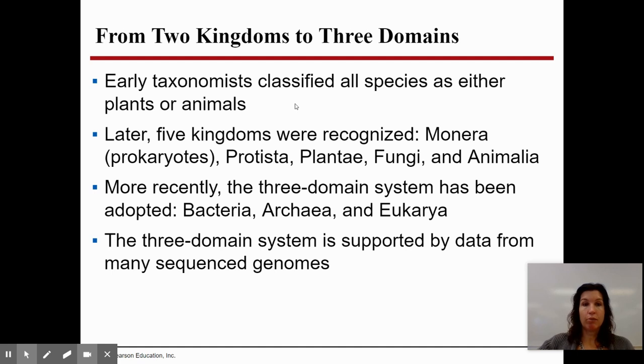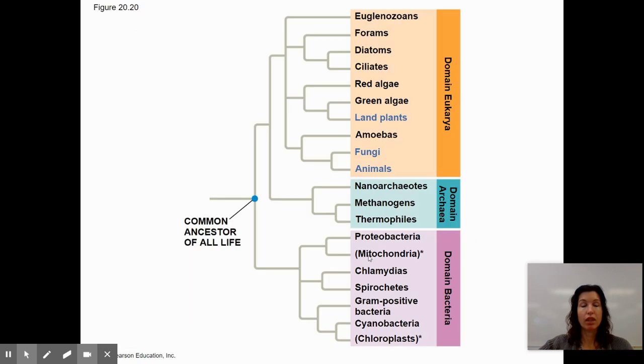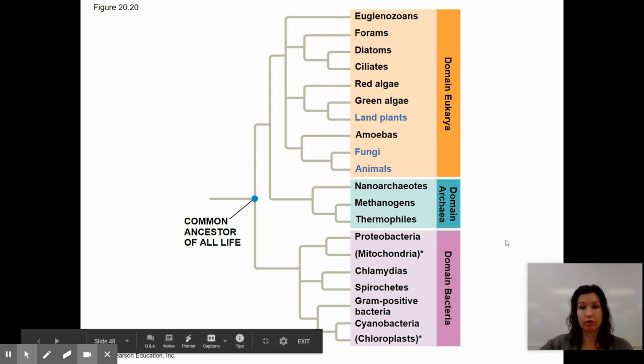Another somewhat recent development is we went from 2 kingdoms to 3 domains. So now we use domains as the broadest category. So early taxonomists classified all species as either plants or animals, but then later there were 5 kingdoms. More recently, we've adopted a 3-domain system: bacteria, archaea, and eukarya. So you can see domain eukarya is plants, algae, fungi, and animals. And then archaea is ancient bacteria. And then we have domain bacteria, which is all of the other bacteria.